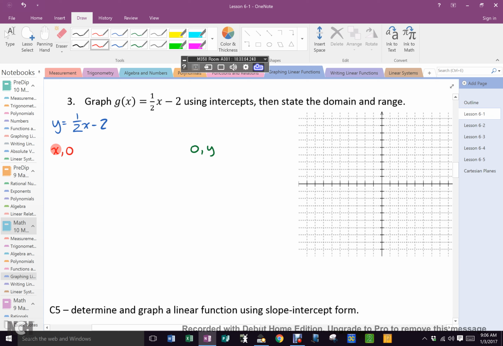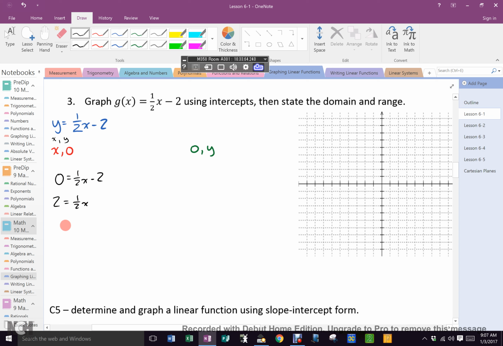Okay. So how do I do this first one? What goes in for x? It's a trick. I want you to screw this up. X, because you don't know what x is, so you have to leave it as an x. What goes in for y? Y. Because these are coordinates, x and y, aren't they? So y gets 0. 0 equals 1/2 x minus 2. How do you solve that for x? Add 2 to both sides. 2 equals 1/2 x.